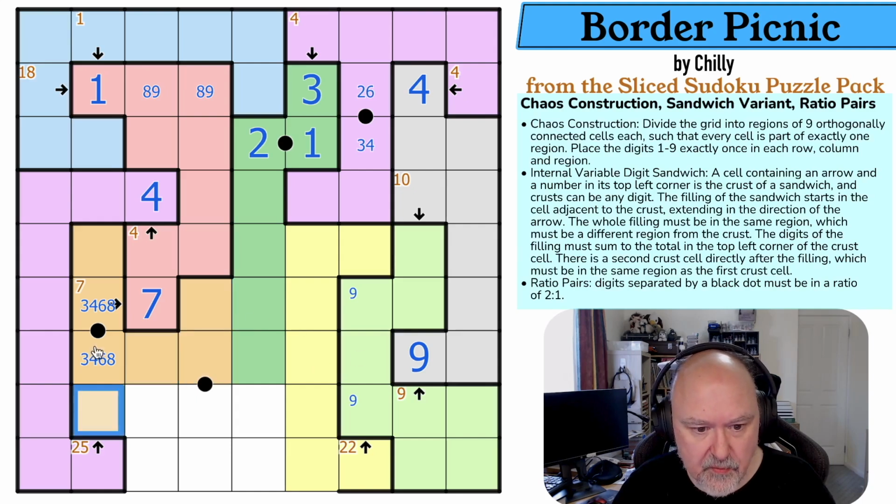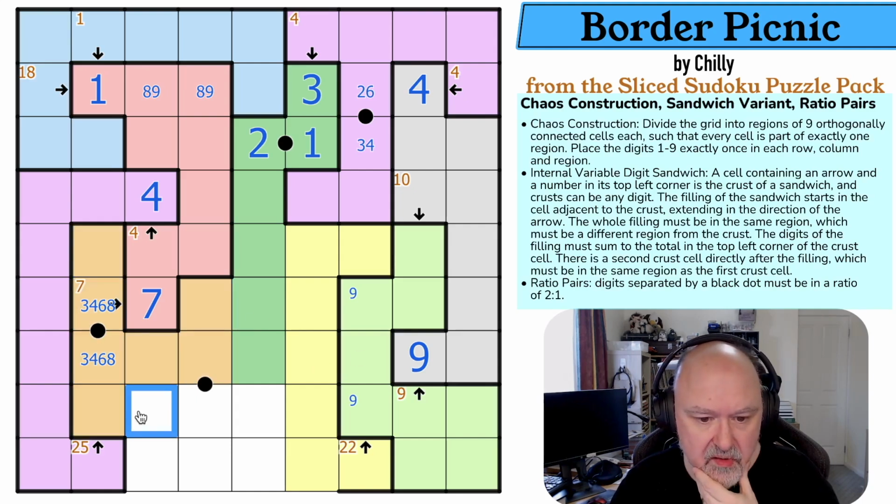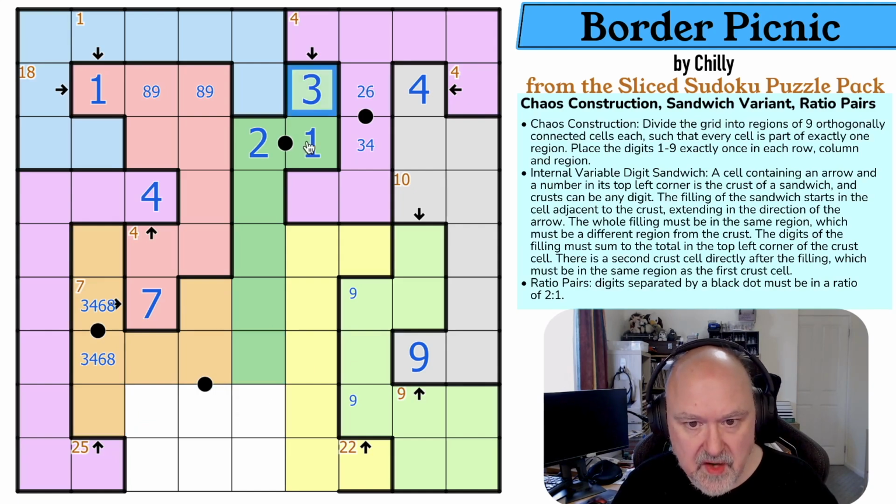1, 2, 3, 4, 5, 6, 7. This now, if this was green, 1, 2, 3, 4, 5, 6, 1, 2, 3, 4, 5, 6, 7, 8, 9. This has to be orange. This has to be green.